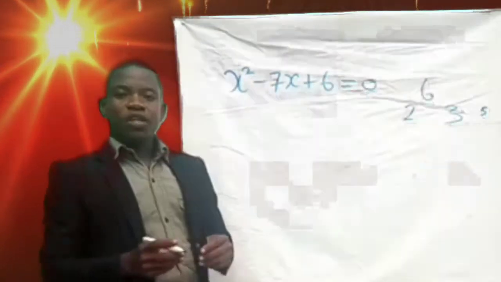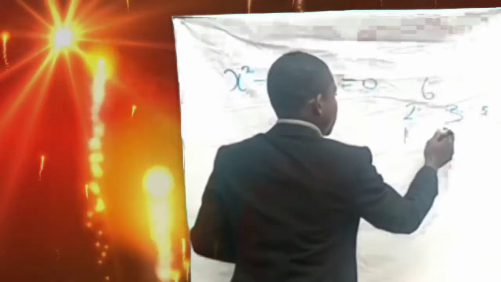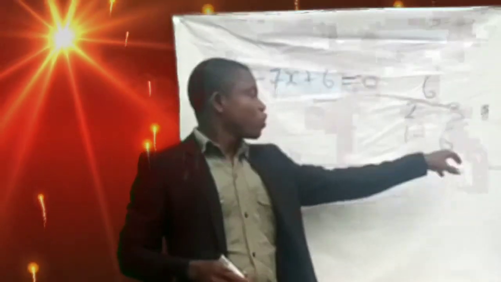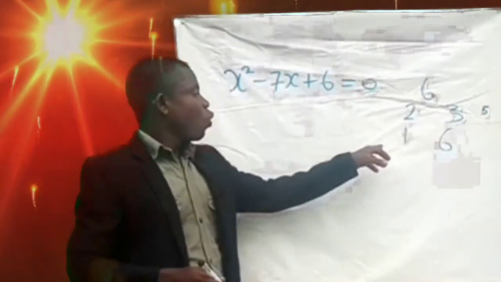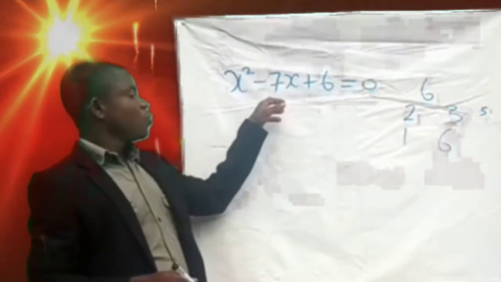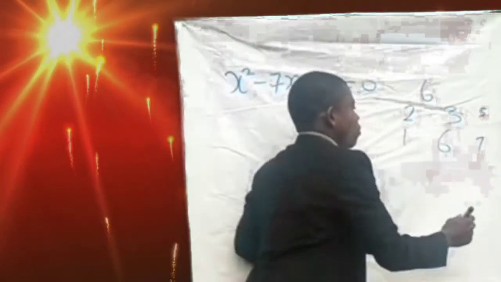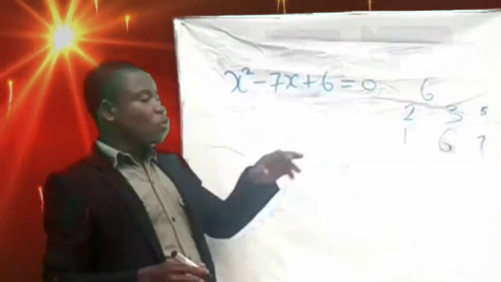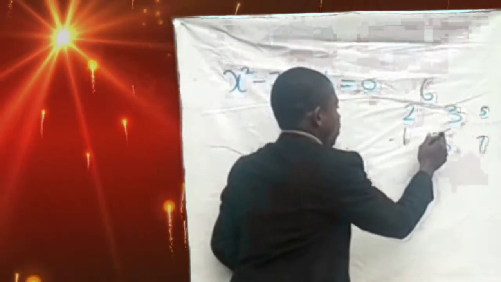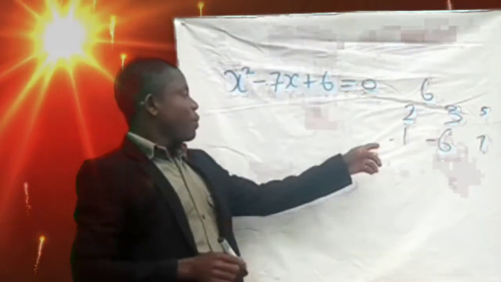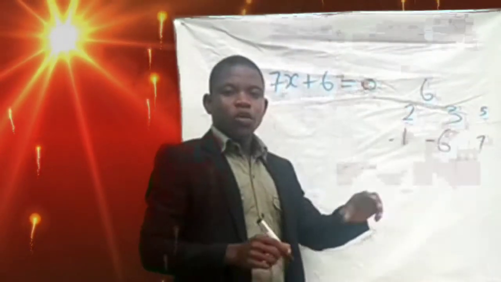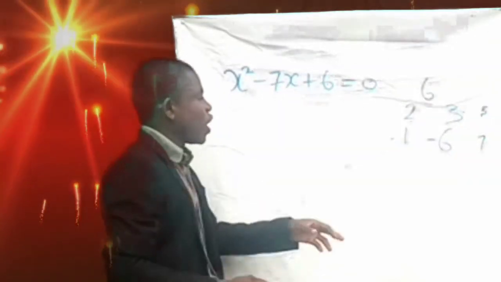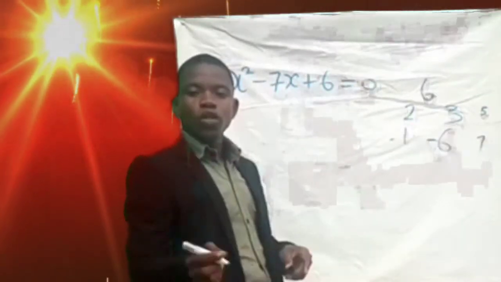So you look for another pair of factors of 6. We have 1 and 6. When 1 and 6 are multiplied, they give you 6, but when you add the two of them, they give you 7. But here we still have an issue. We need minus 7. So what we do here is add a minus here and a minus here. You know that when minus multiplies with minus, it cancels out. So you have negative 7 when you add the two numbers, and positive 6 when you multiply them.